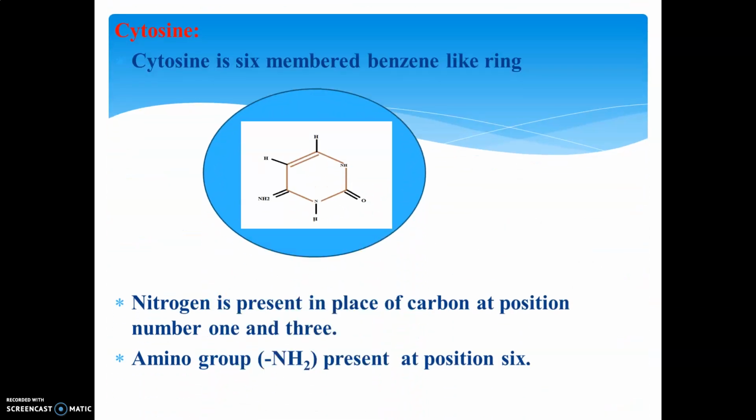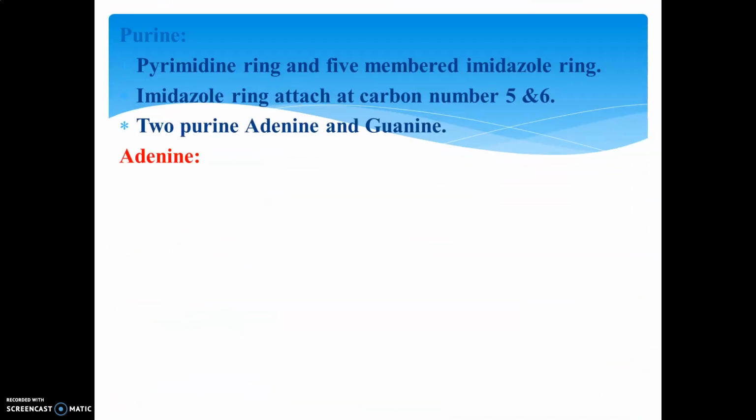Now the second nitrogen base, that is cytosine. Cytosine is a 6-membered benzene-like ring. Now this is the structure of cytosine. Nitrogen is present in place of carbon at positions number 1 and 3. An amino group is present at position number 6.